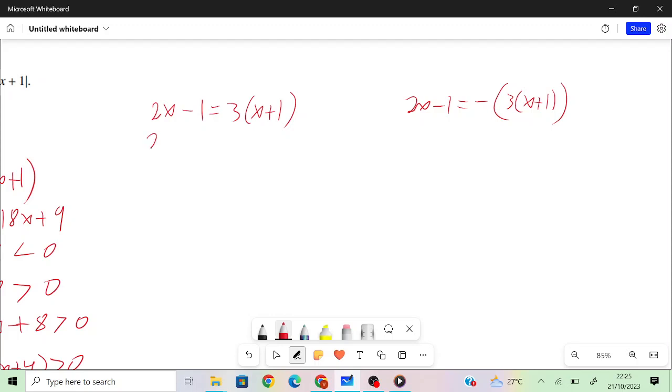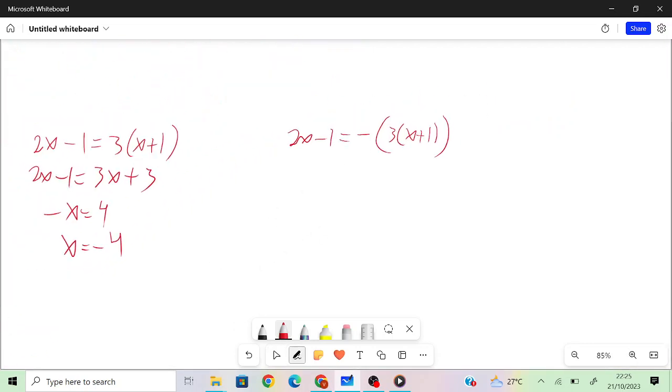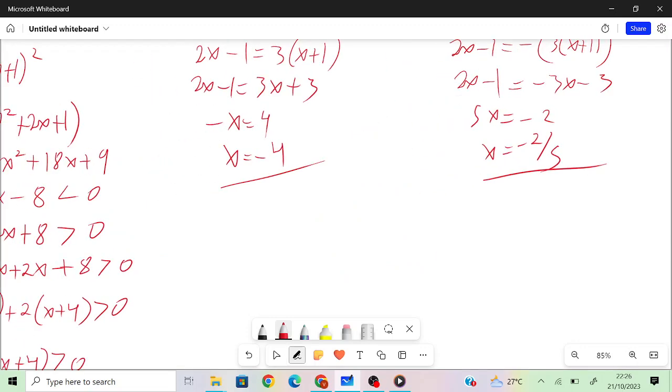So solving this, we have 2x minus 1 equals 3x plus 3. Take 3x to the other side, we have minus x equals 4. I have x is equal to minus 4. I think that was one of our critical values, yeah. And this other one over here, we have 2x minus 1 equals minus 3x minus 3. This goes to the other side, we have 5x equals minus 2. I have x is equal to minus 2 over 5. So the critical values are the same. That means we're on the right track.